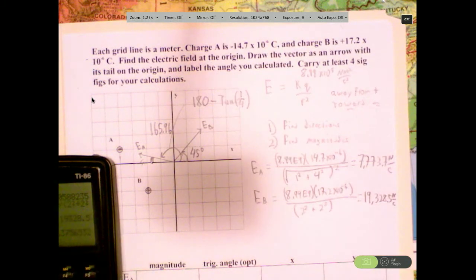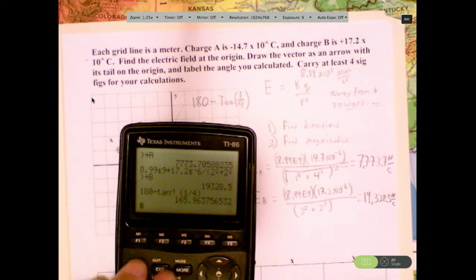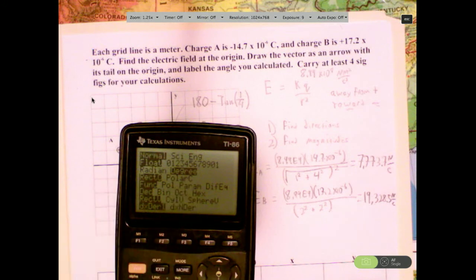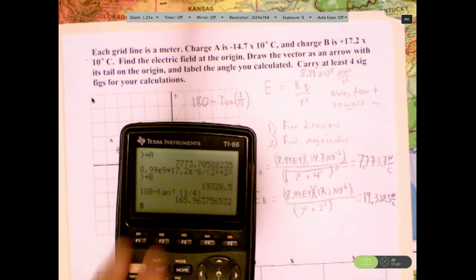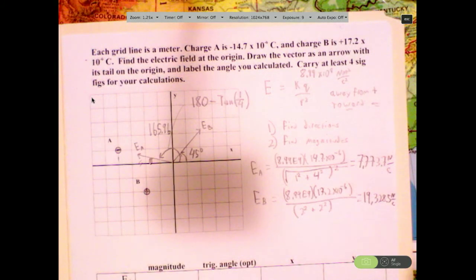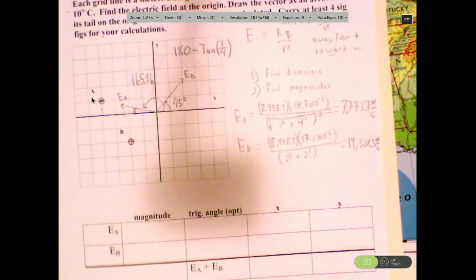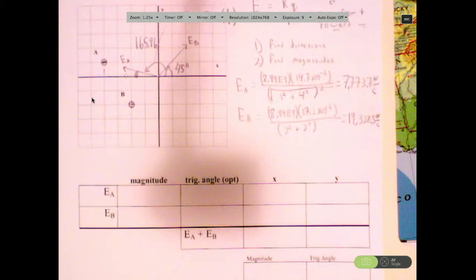Okay, now I'm just going to do a quick check here, a quick peek. Am I in degrees? Yes, I am. Okay, that's good. Isn't that good to know? Okay, so now I'm ready to go. When I do these things, I tend to put things in a table like this.